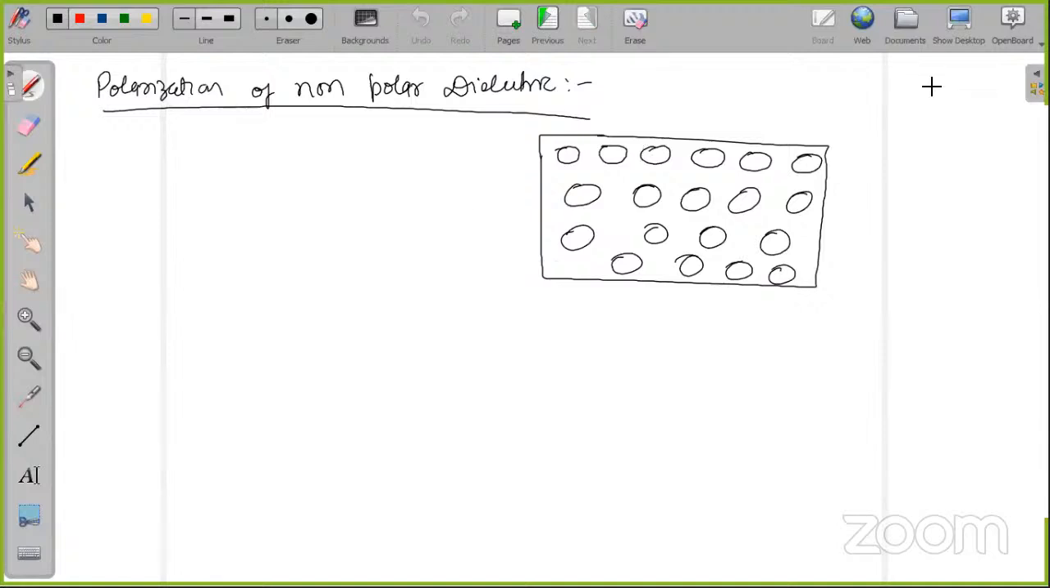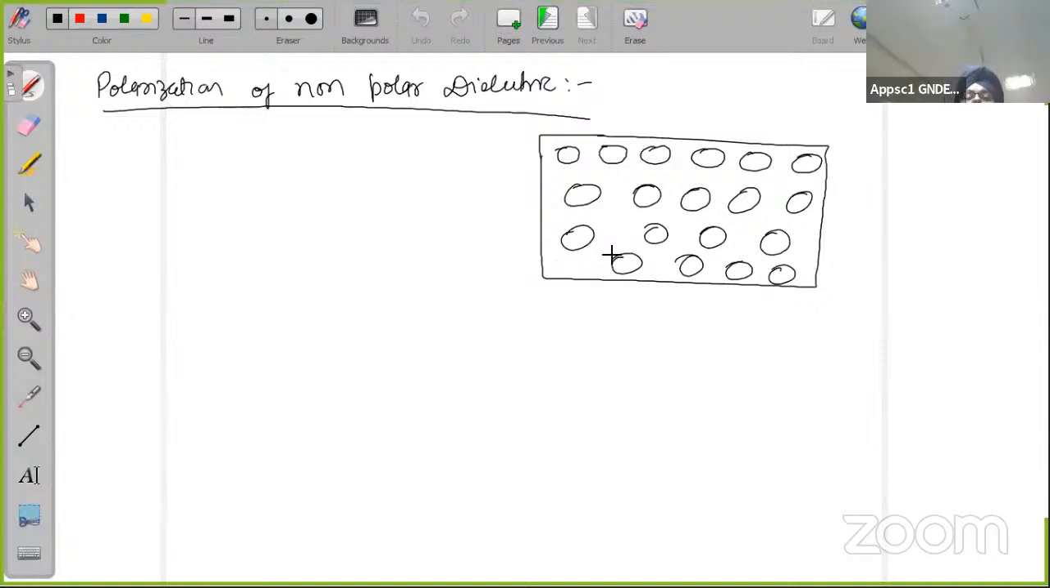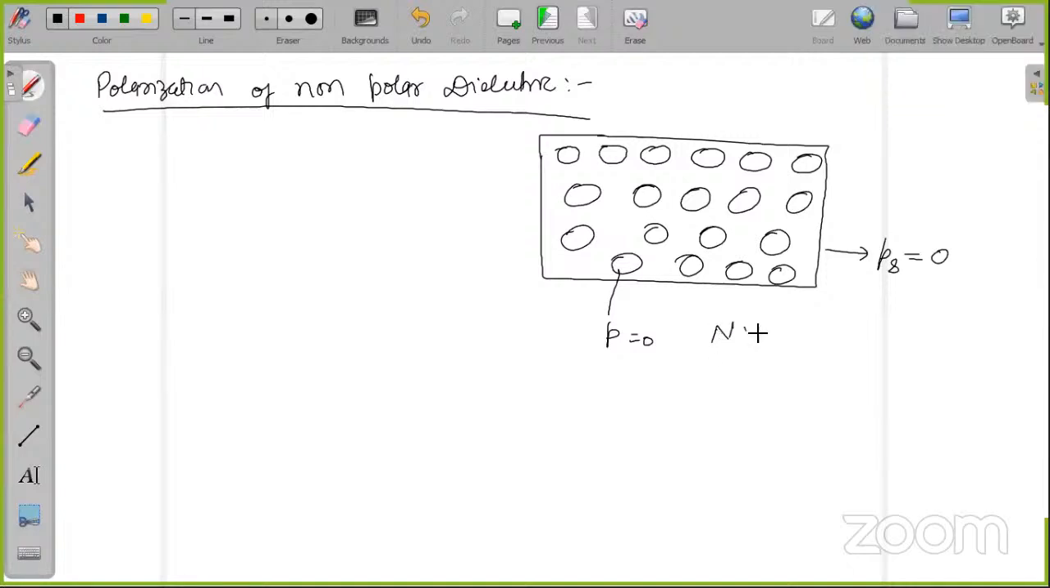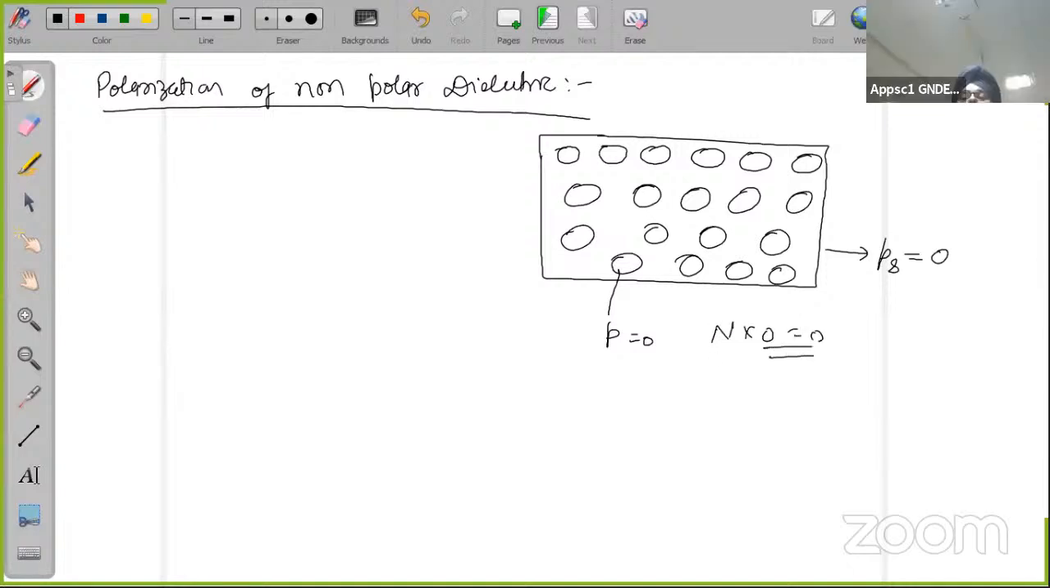So what happens in case of a non-polar dielectric? The dipole moment of one atom is zero. What will be the dipole moment of the sample? Let us say PS stands for sample. It will also be zero, because if you multiply n times zero, the answer will be zero, because each dipole moment is zero. So the dipole moment of the whole sample is also zero.